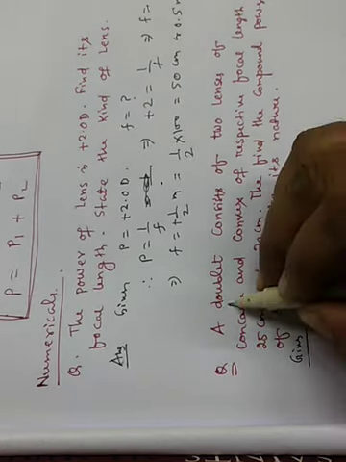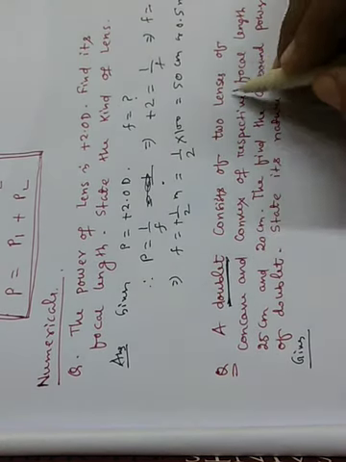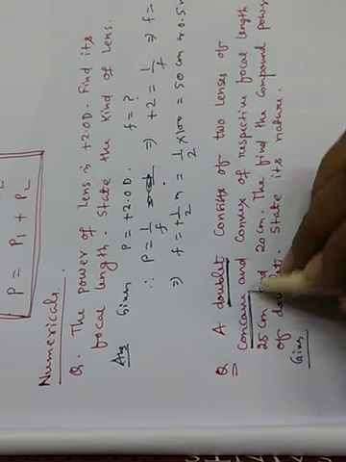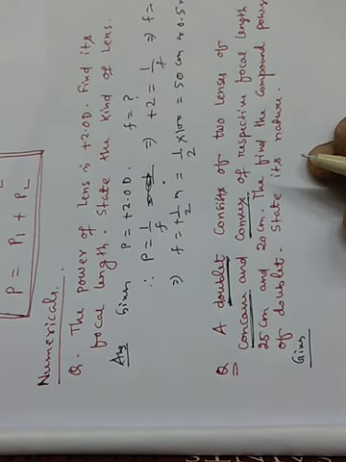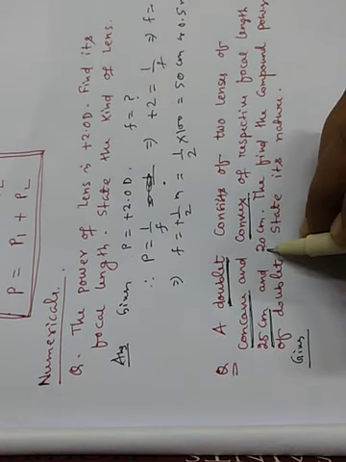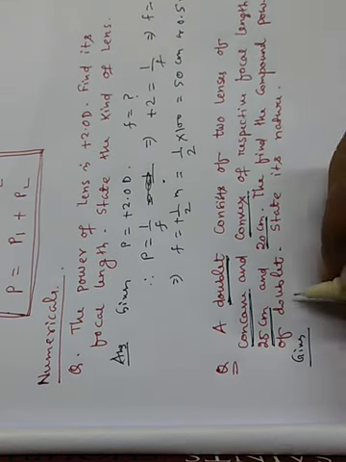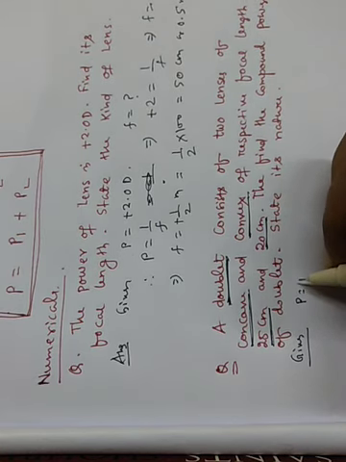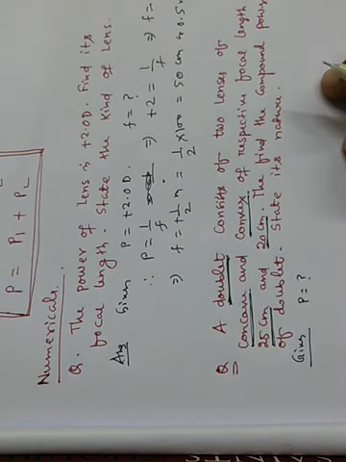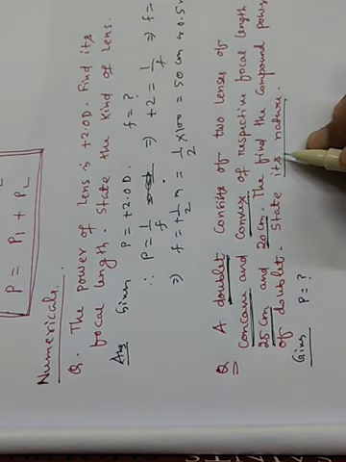Now another problem for you. A doublet. Doublet means two lenses combined with each other. It consists of two lenses, one concave and the other convex, of respective focal lengths 25 centimeter and 20 centimeter. The question asked: find the combined power of the doublet. P is equal to question mark. Then state its nature. If it is positive, it will be converging. If it is negative, it will be diverging.